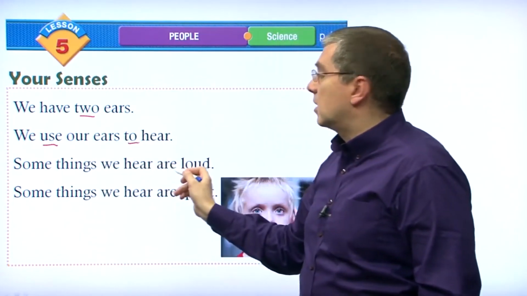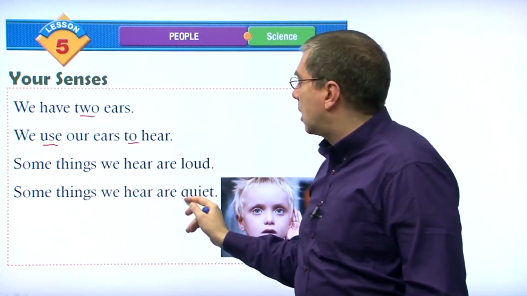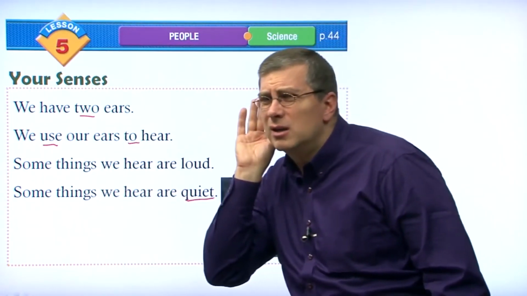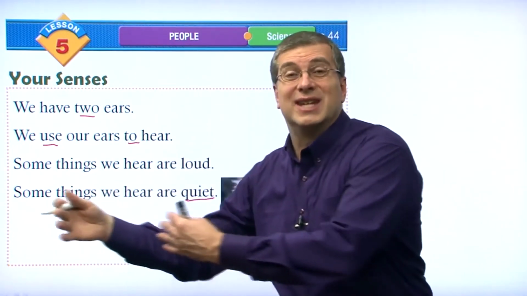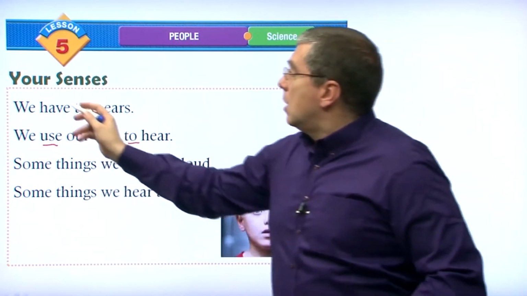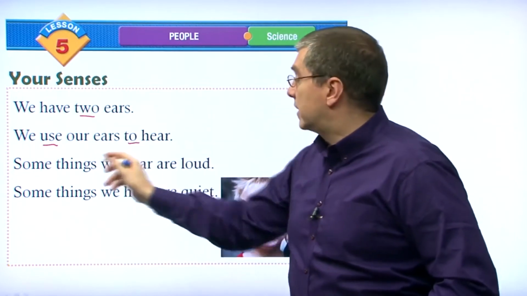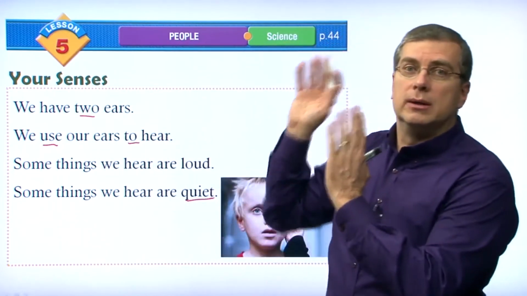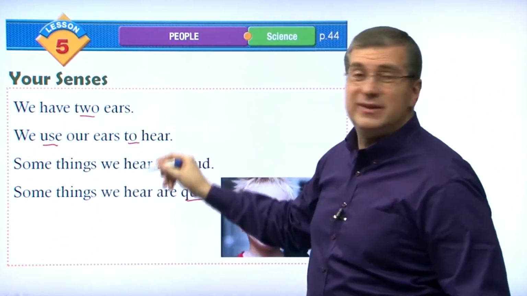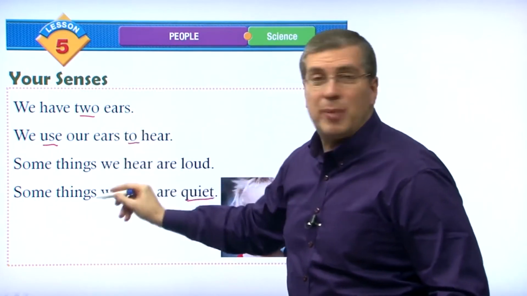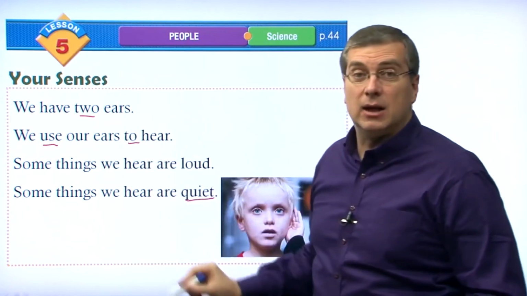Some things we hear are loud. Oh, it's too loud, right? Some things we hear are quiet or soft. Did you hear that? Some things we hear are quiet. It's hard to hear. Okay, let's review here. We have two ears. We use our ears to hear. Some things we hear are loud. Some things we hear are quiet. These are easy sentences, right? They're the same pattern we saw on the previous slide.